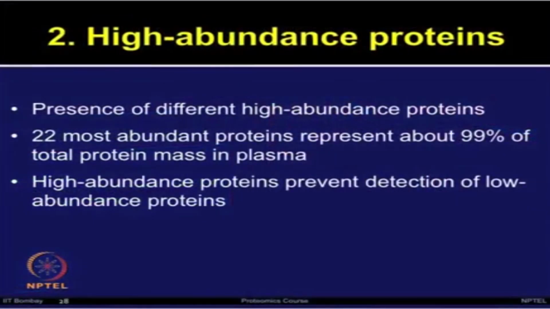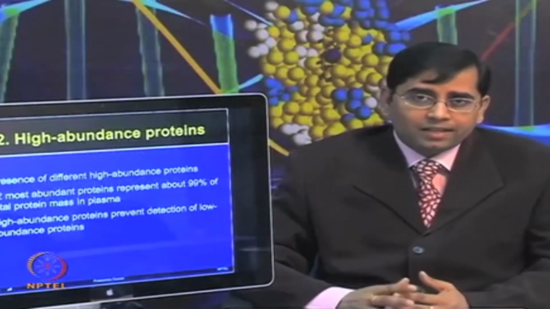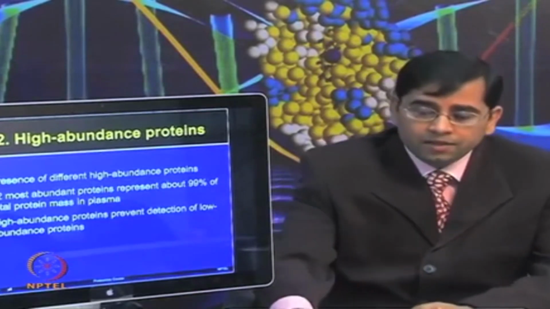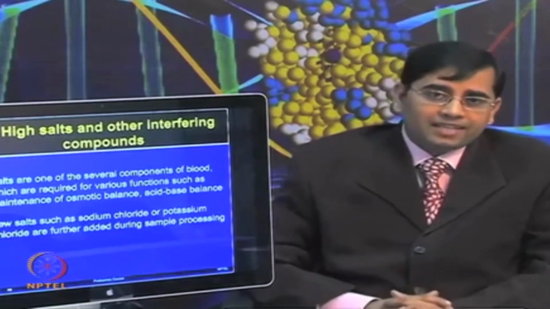There are almost 22 highly abundant proteins present in serum, which represent about 99% of total protein mass of serum or plasma. These high abundance proteins prevent the detection of very low abundant proteins, and often these low abundant proteins could be the target which you are probably looking for as a part of biomarker discovery. So, how to get rid of the high abundant proteins? I will describe some of the strategies which can be used to remove high abundant proteins in the next couple of slides, but first let us talk about the other challenging factors for serum or plasma analysis.